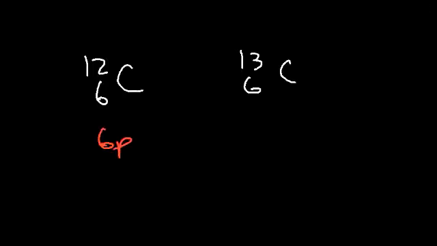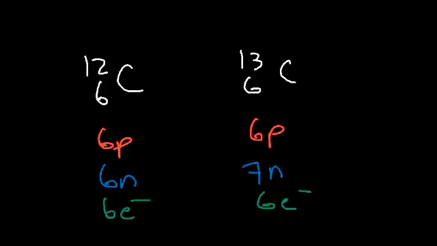Both of these atoms contain 6 protons, and the number of protons, or the atomic number, identifies the element. So any substance with 6 protons is going to behave as a carbon atom. Now the number of neutrons is the difference between the mass number and the atomic number. So carbon-12 has 6 neutrons, but carbon-13 has 7 neutrons because 13 minus 6 is 7. Now as an atom, they both contain 6 electrons.